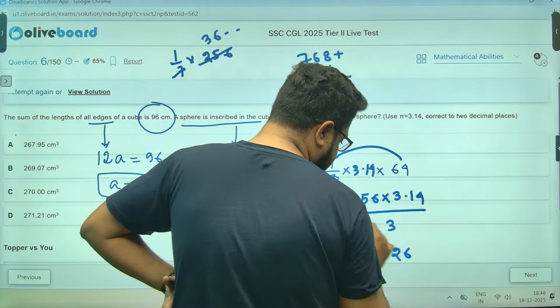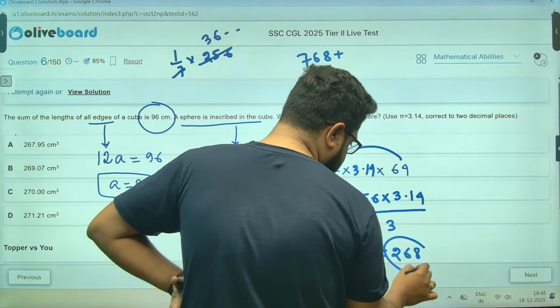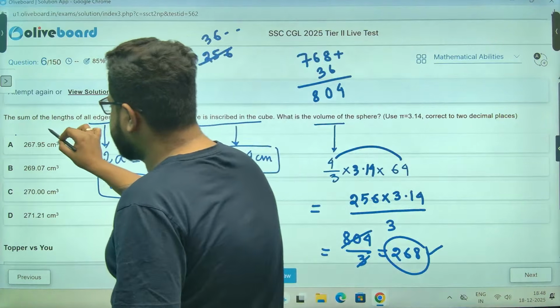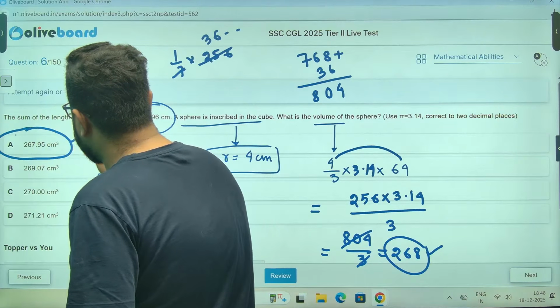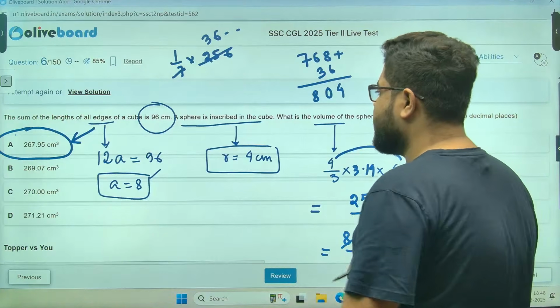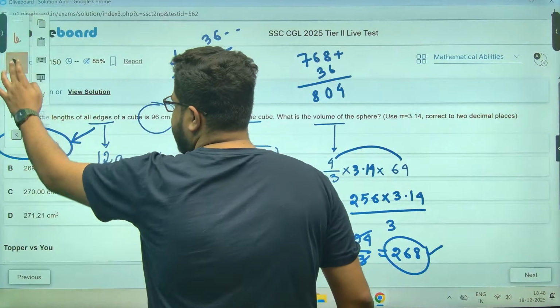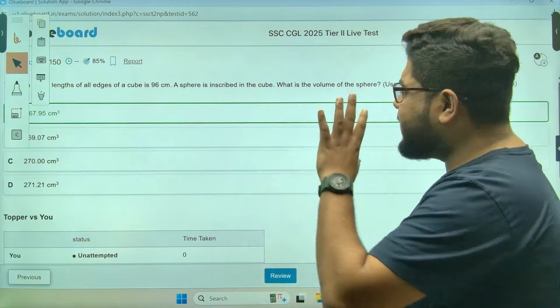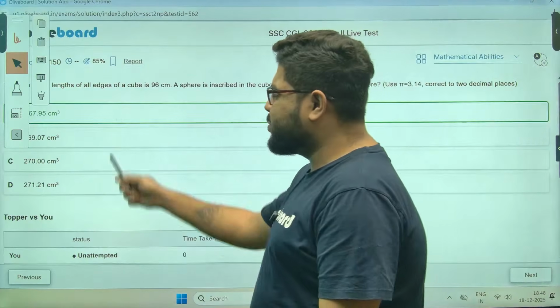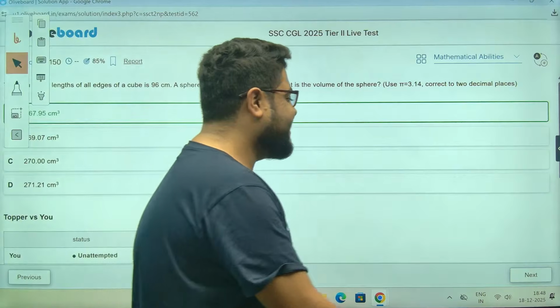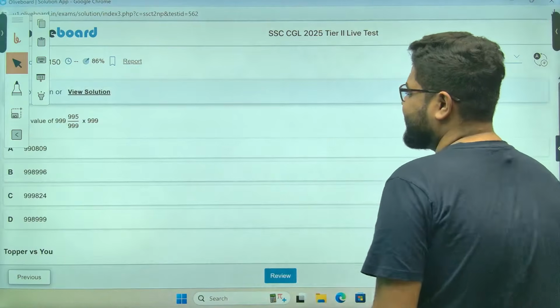3 2s are 6, 3 8s are this, 268. 268 close to, sir, there is this option which is very, very close to 268. I will go for this. I will definitely go for this. Yes, this is the correct answer. But again, it is a little tricky to calculate. The option should not be given this close. Honestly, I'm with you guys on this.